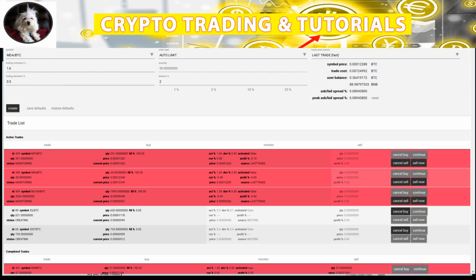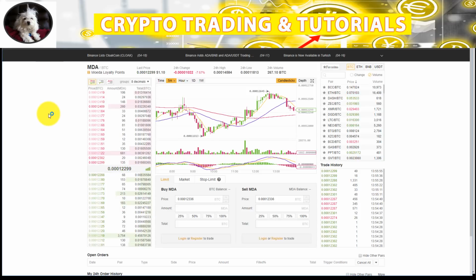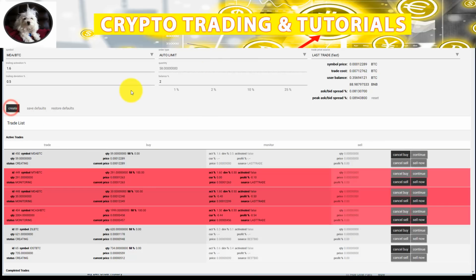And we're adding. I'm not suggesting anybody trade the way I do. I'm not suggesting anybody do scalping. So I just added to MDA. You'll see here on MTH, we're down 0.02%.